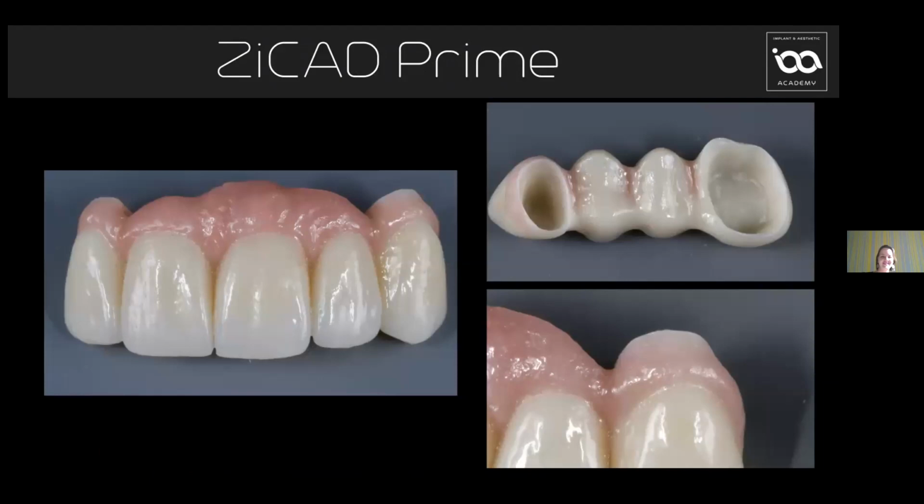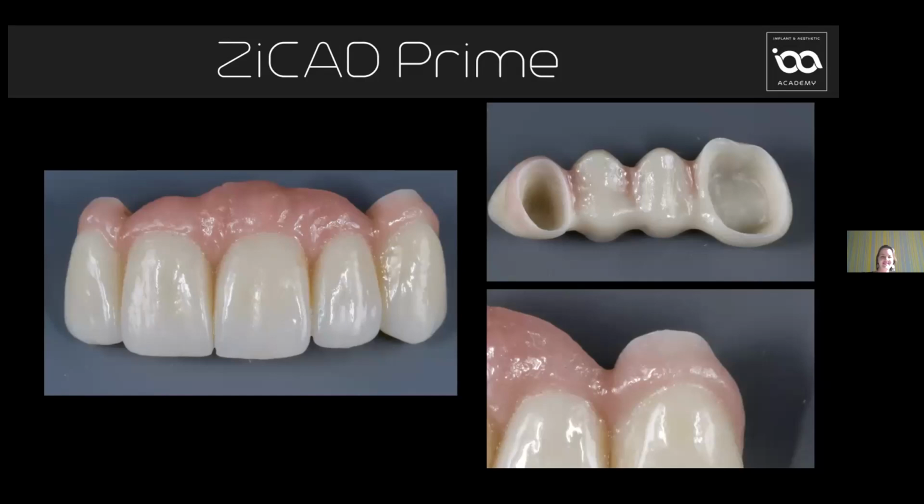This was a monolithic bridge, but layered obviously only in the pink area. Okay, so what we're seeing in the tooth part of the bridge work, and then the incisal edge, is really that gradient technology and how beautiful and natural it looks, certainly to me.